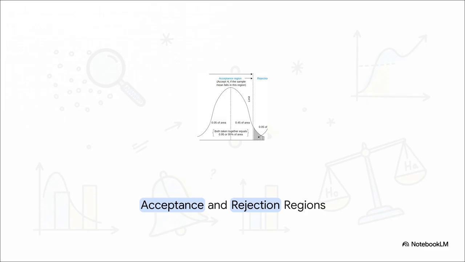If our sample data is so extreme that it falls all the way out into those tiny margins, the null hypothesis goes there to die. The probability of getting that result by pure random chance is simply too low, so we have to reject H0.